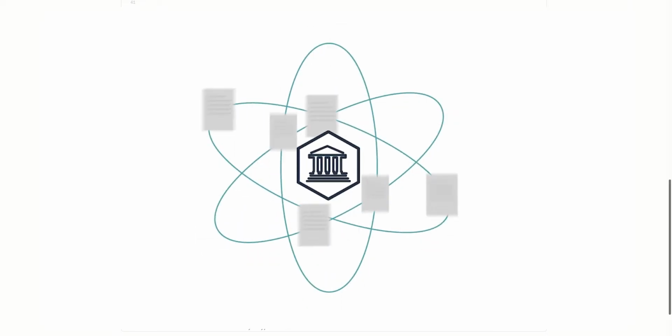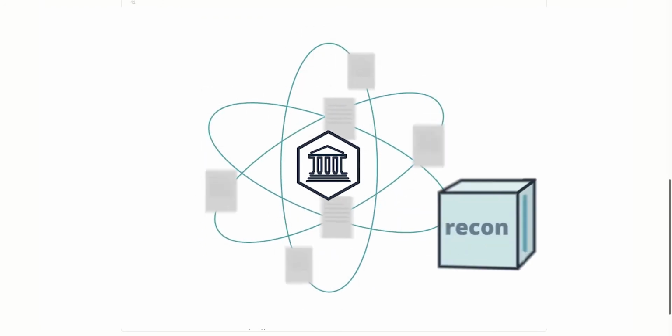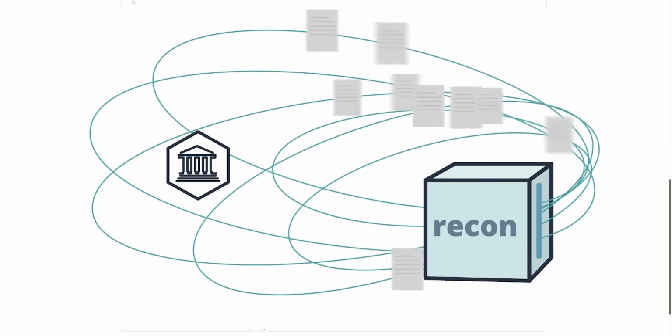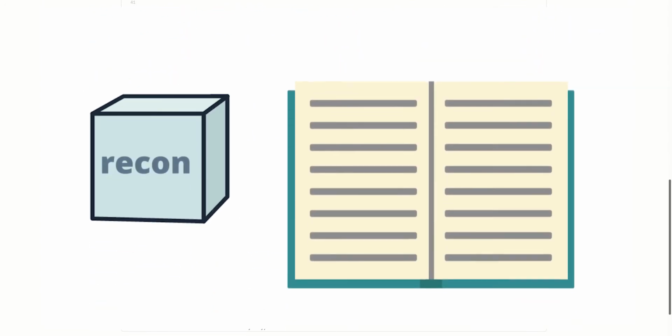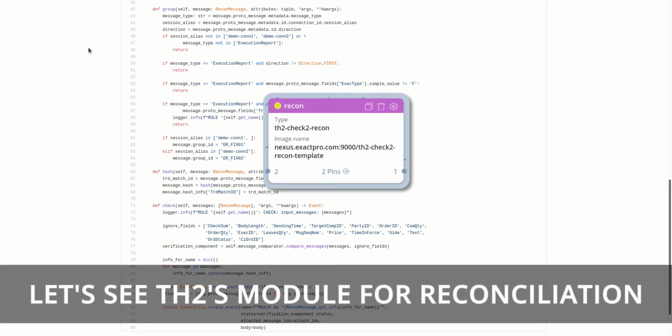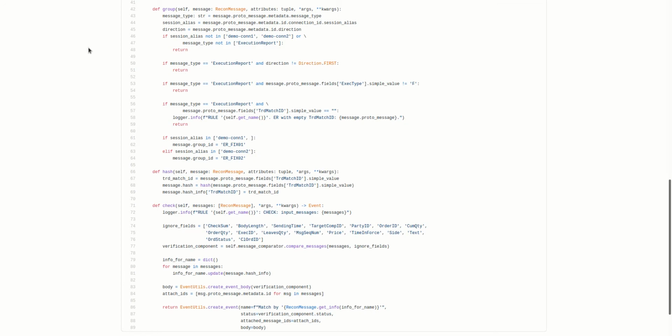In order to verify chaotic system behavior under load, it's highly efficient to cover as many things as possible in passive tests. This means analyzing incoming messages for content and consistency without necessarily knowing what caused these messages. Let's see the reconciliation module of TH2. It's used to check the data independently from the process that causes it. It can validate different message flows using specific rules, for example, those written in Python.